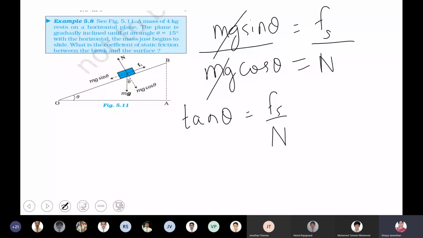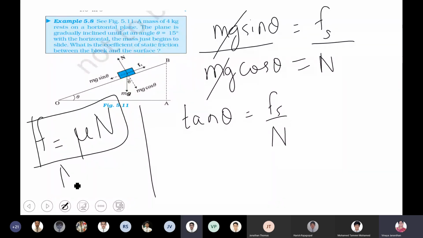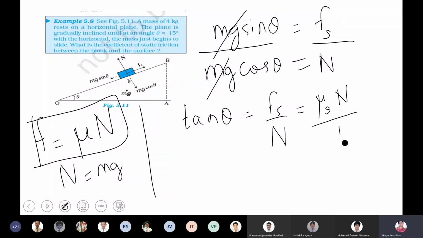Boys, please understand, whenever you are dealing with numericals on friction, the general formula for frictional force is F equal to mu into N. Mu is the coefficient of friction. That is the formula for the frictional force. N is equal to m into g. So here it becomes static friction, so mu s into N divided by N.